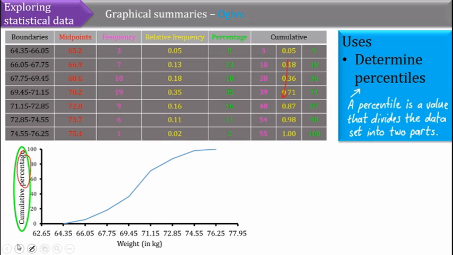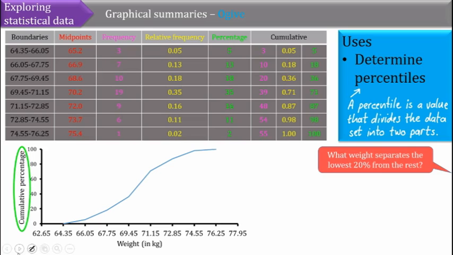So now if I have cumulative percentage over here, then I can ask a question like, what weight separates the lowest 20% from the rest? Now remember, this is cumulative. This is a number line. We started off with a dot plot. That means all the data was arranged from smallest to largest. And remember, we're working with weights. And the question is, what weight separates the lowest 20% from the rest?